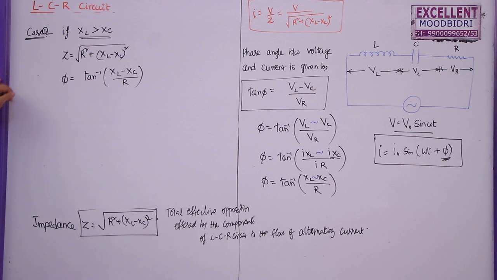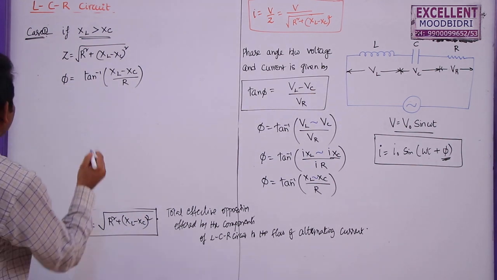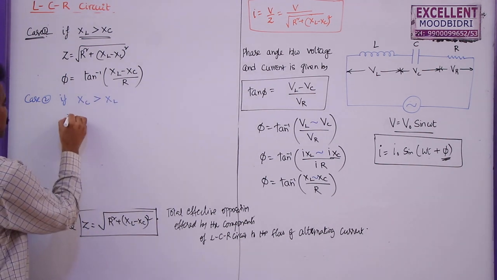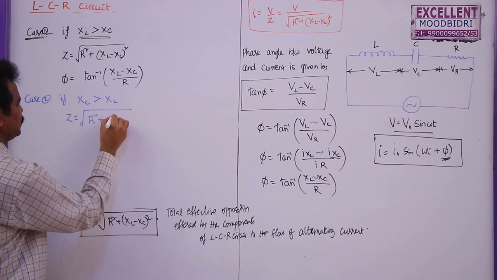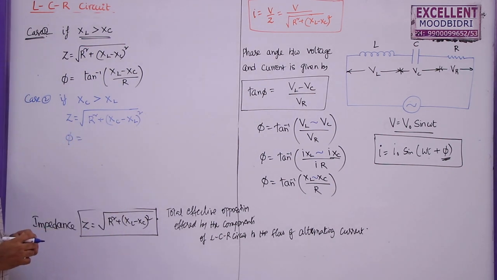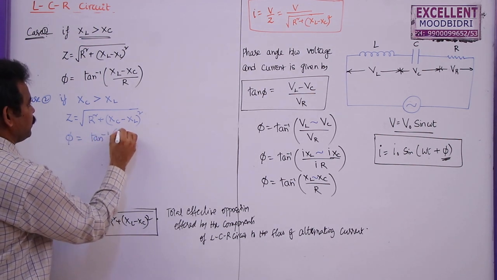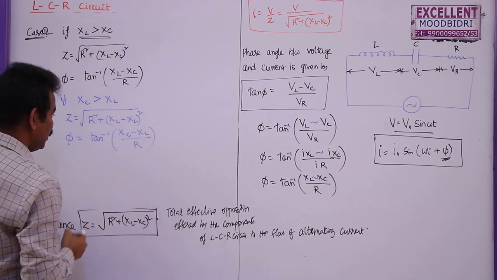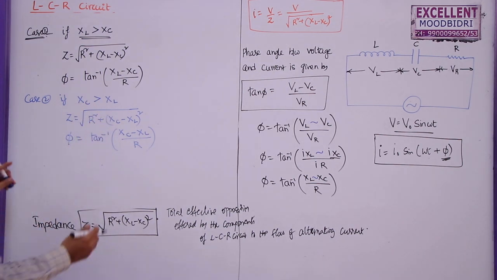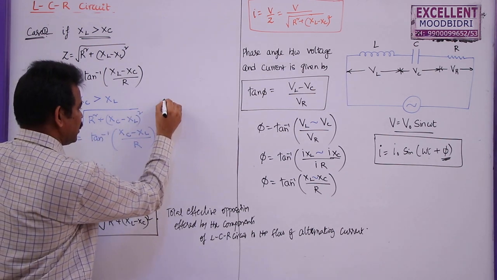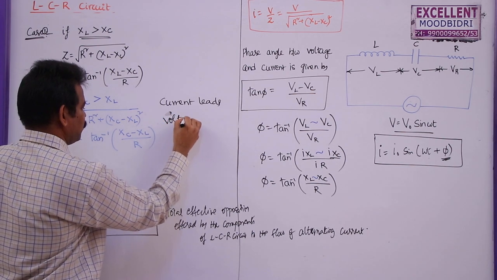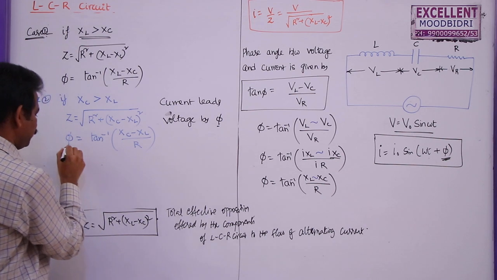Here I am going to write, this is case 1, if XL greater than XC. Suppose XC is greater than XL, case 2, if XC greater than XL, then this Z value will be equal to root over R square plus XC minus XL whole square, and the phase angle between the EMF or voltage and current is given by tan inverse of XC minus XL by R. As XC is dominating XL, in this case, the current leads voltage or EMF by, but not 90, by that phi, where phi is this value.